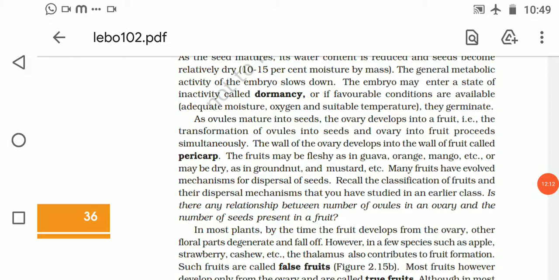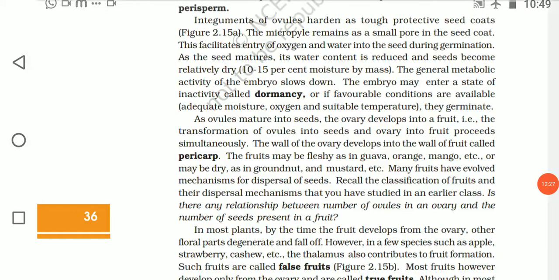And when the ovules mature, what happens? When the ovules mature, they will mature into seeds, whereas the ovaries will develop into the fruits. Okay, so the wall of the ovary develops into the wall of the fruit, which is known as pericarp. The fruits may be fleshy like guava, orange, mango, or it may be dry like groundnut or mustard.